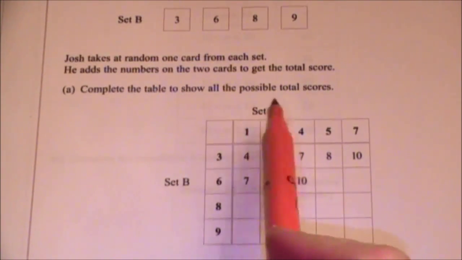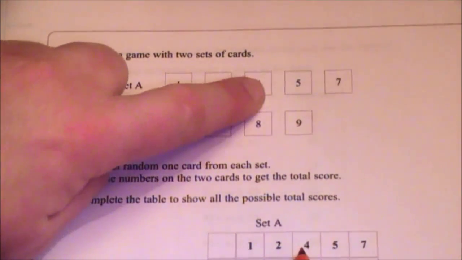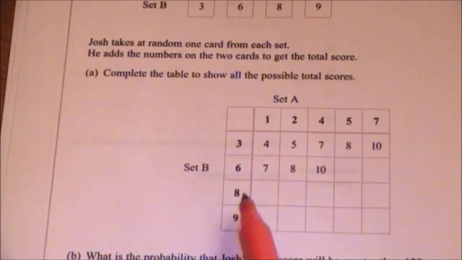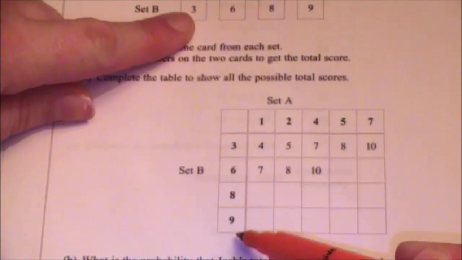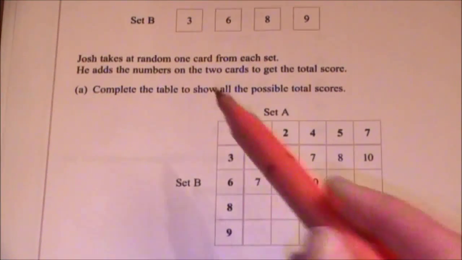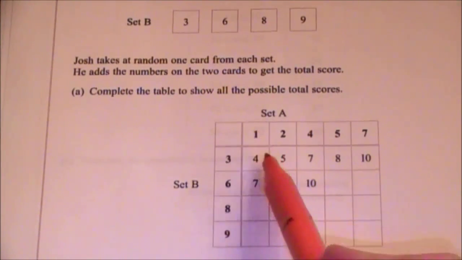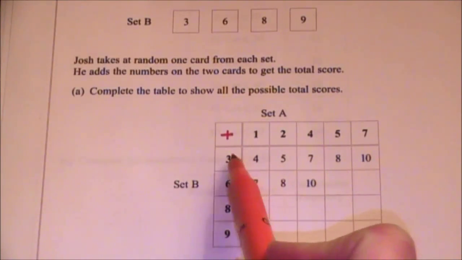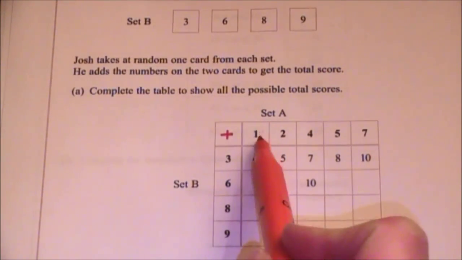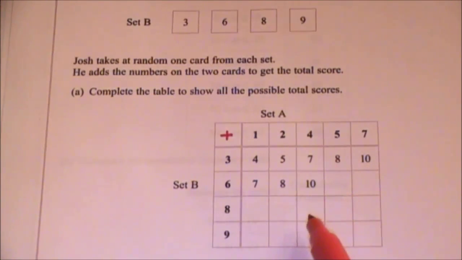So there's the card set A, and in set A there's 1, 2, 4, 5 and 7. And there are the set B cards, which consist of 3, 6, 8 and 9. So this decision matrix shows all the different combinations when you add them. They've done the first few for you. 3 plus 1 would give you 4. 3 and 2 would give you 5. They want you to complete it.